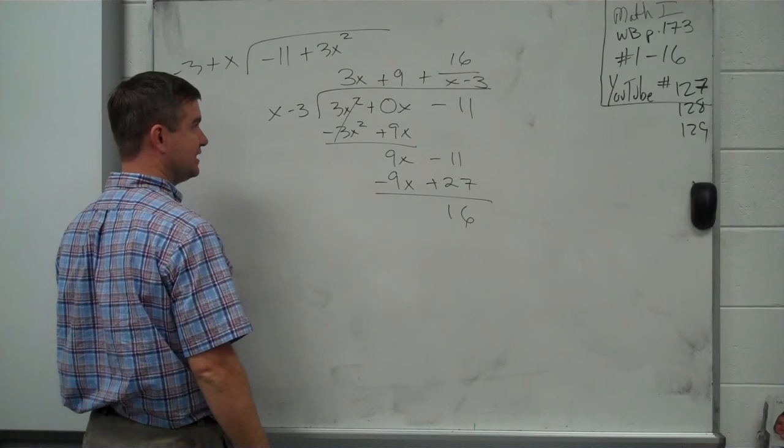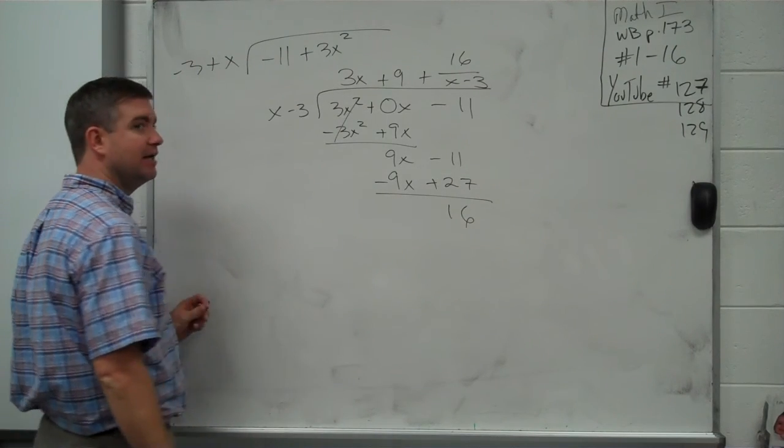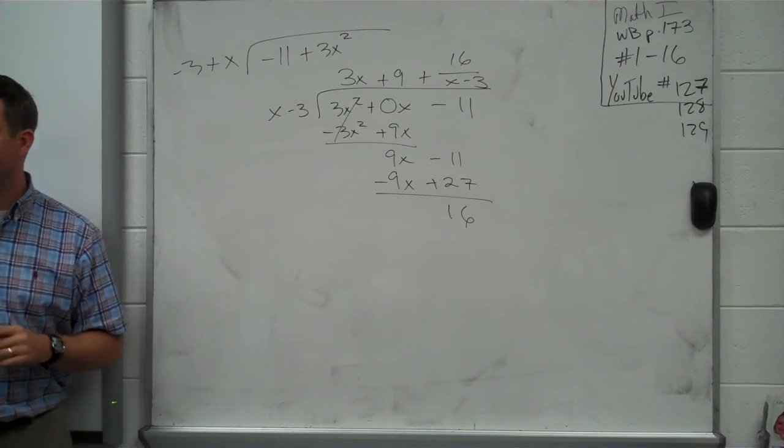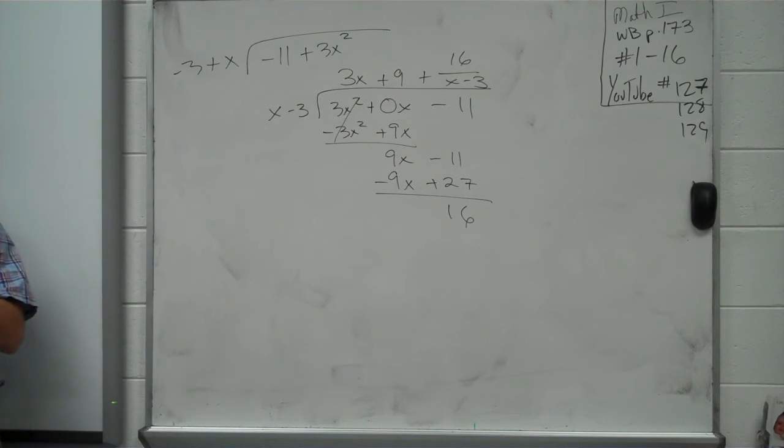Did you get a remainder of 16? If you got a remainder of 16, does that pretty much tell me that you've done all the other steps right? Yeah, because otherwise you'd end up with a different remainder. The only way you can get to 16 as your remainder means you did it correctly.